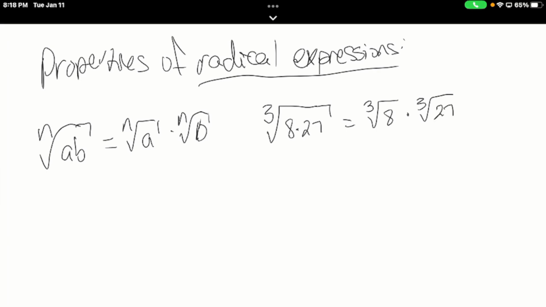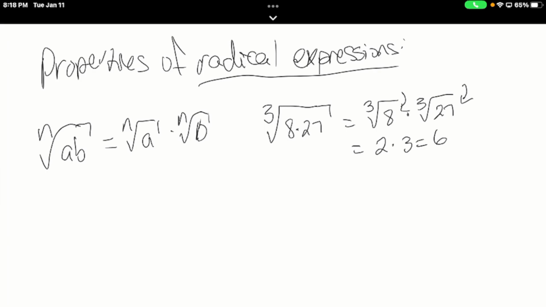And what's nice, actually, is these have good answers. So the cubed root of 8 is going to be 2. The cubed root of 27 is going to be 3. This gives me 6. Okay, I'm looking for a number that multiplies 3 times by itself to get 27 and 8. That's 2 and 3. So that's the first example. I'm going to do a variable example too, and then we'll move on to the second property.